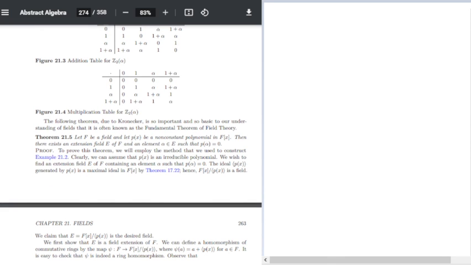The following theorem, due to Kronecker, is so important and so basic to our understanding of fields that it is often known as the fundamental theorem of field theory. So theorem 21.5: Let F be a field and p(x) be a non-constant polynomial in F[x]. Then there exists an extension field E of F and an element a in E such that p(a) is equal to 0.